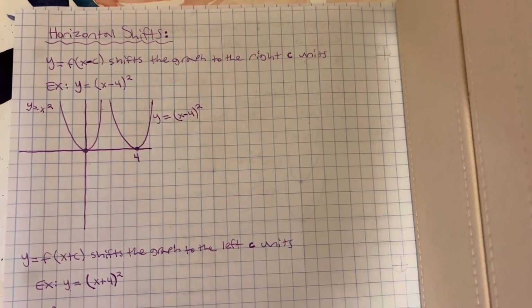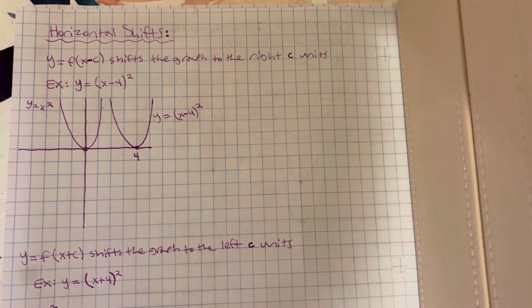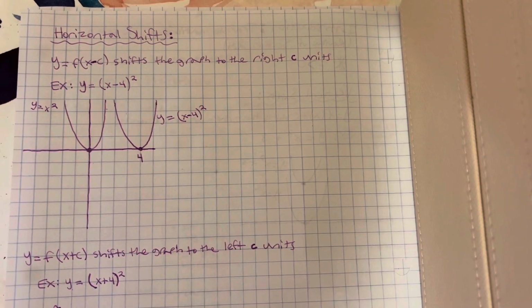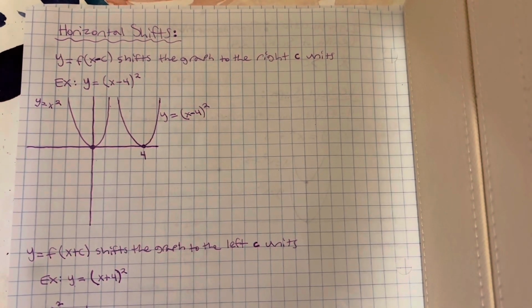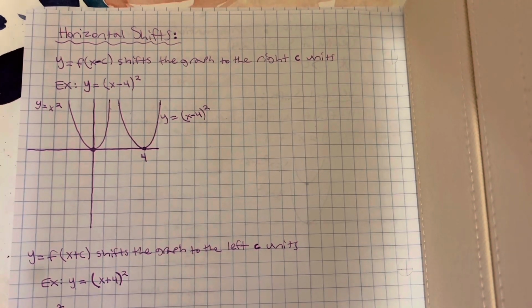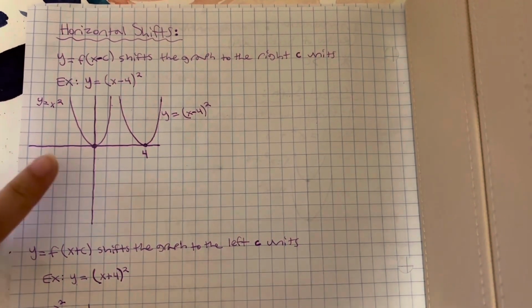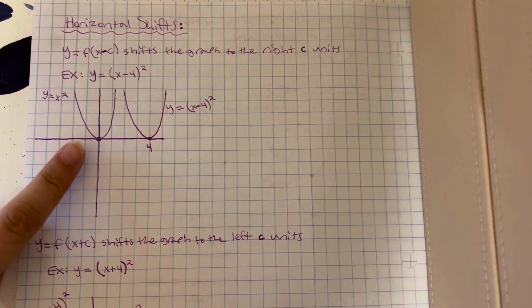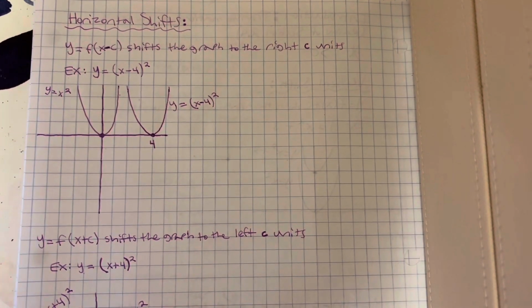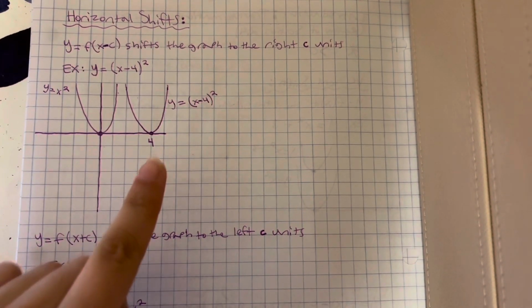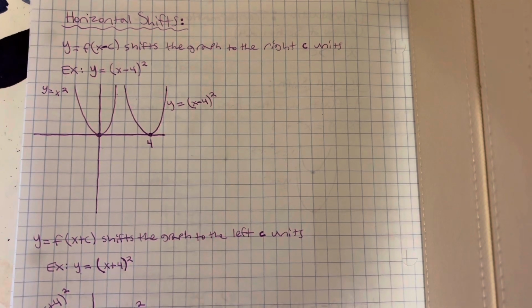Now for horizontal shifts, y equals f of x minus c shifts the graph to the right c units. We can see an example here of y equals (x minus 4) squared. The parent graph is y equals x squared, and then we shift 4 units to the right, giving us y equals (x minus 4) squared.